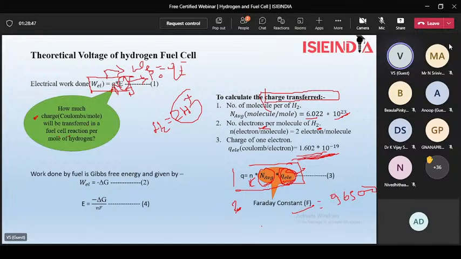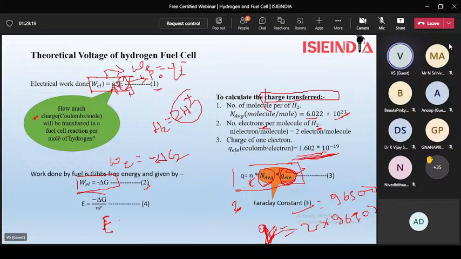So from here we can see that Q will be 2 into 96500. We also know that the work done by a fuel cell is also in terms of Gibbs free energy. So W electrical is equal to minus del G. Using equations 1 and 2, we can calculate the value of E, which is equal to del G divided by NF.